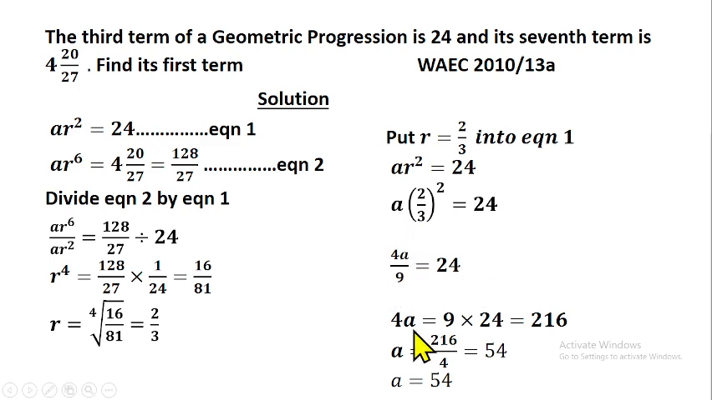Cross multiply. We have 4A equals 9 times 24, which is 216. Then to find our A, divide both sides by 4. That means we have A equals 216 over 4, that gives us 54. That means the first term is what? 54. So that's the WAEC 2010 question number 13A.